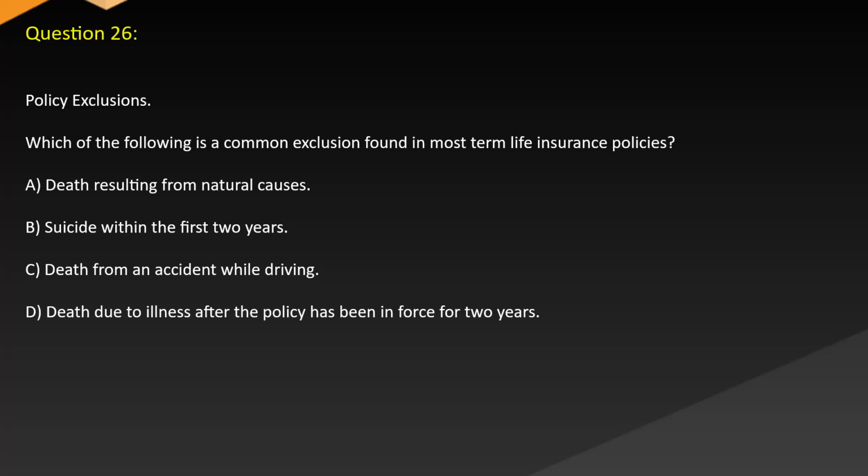Which of the following is a common exclusion found in most term life insurance policies? A. Death resulting from natural causes. B. Suicide within the first 2 years. C. Death from an accident while driving. D. Death due to illness after the policy has been in force for 2 years.